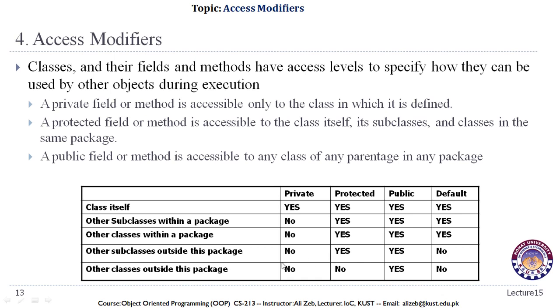accessed by the subclasses that are declared outside of the package of the class where the default method or field has been declared. The public one would be of course accessible by the other classes as well as the subclasses from outside of the package. So we can see that there is this one difference between the protected and the default access. They are not exactly the same.